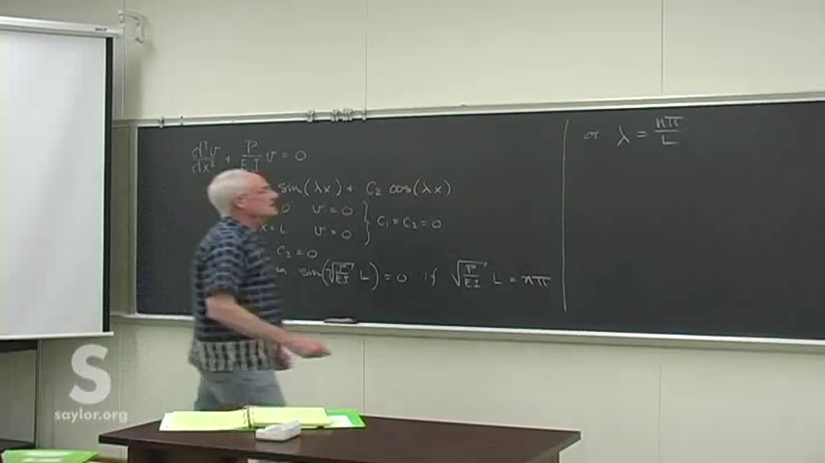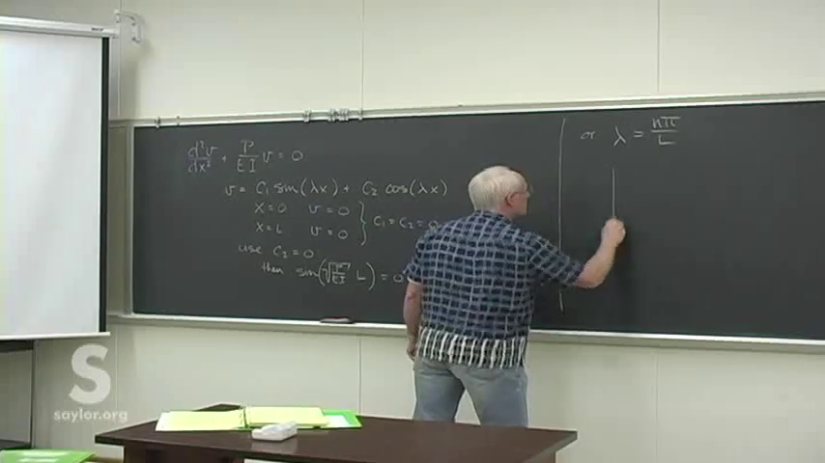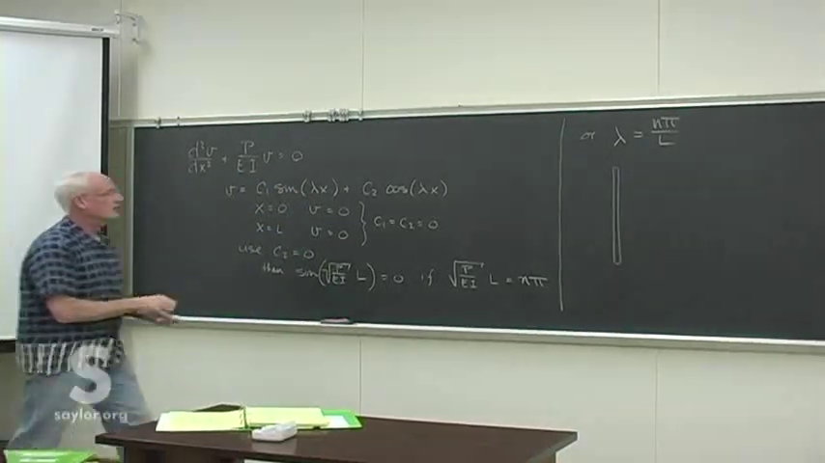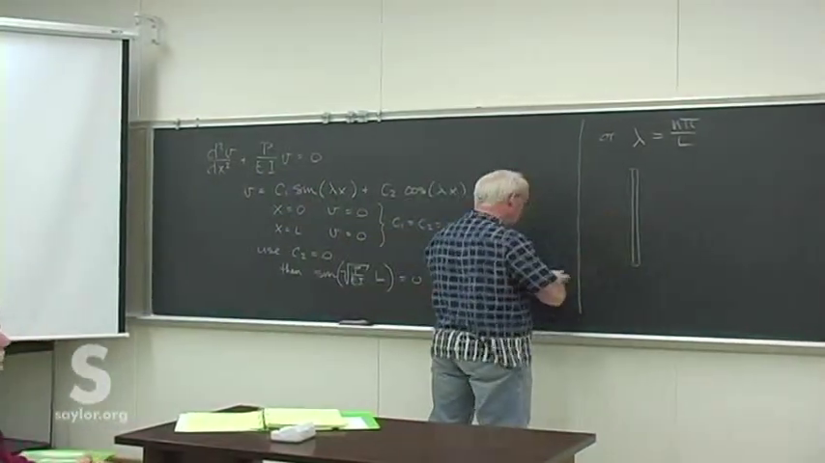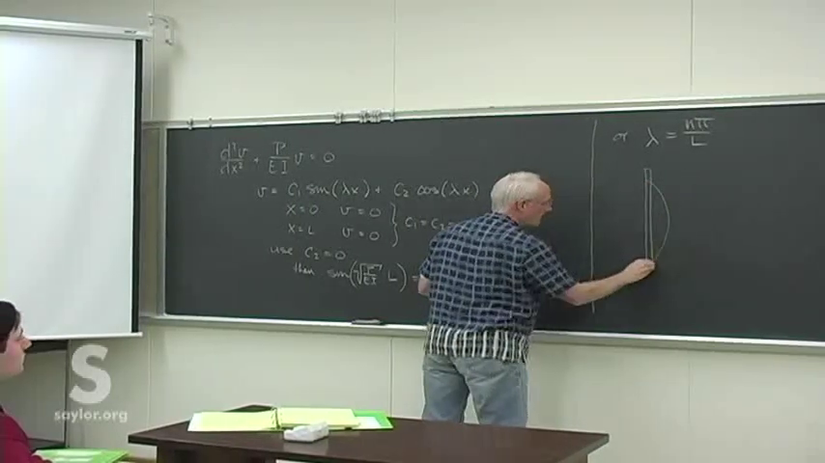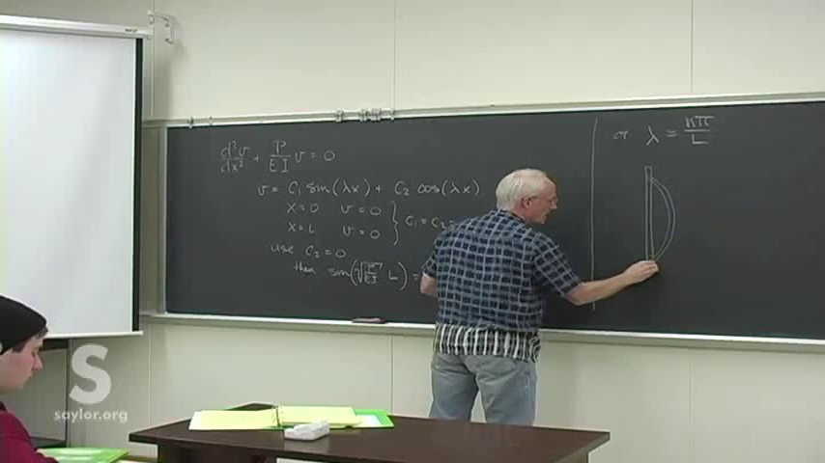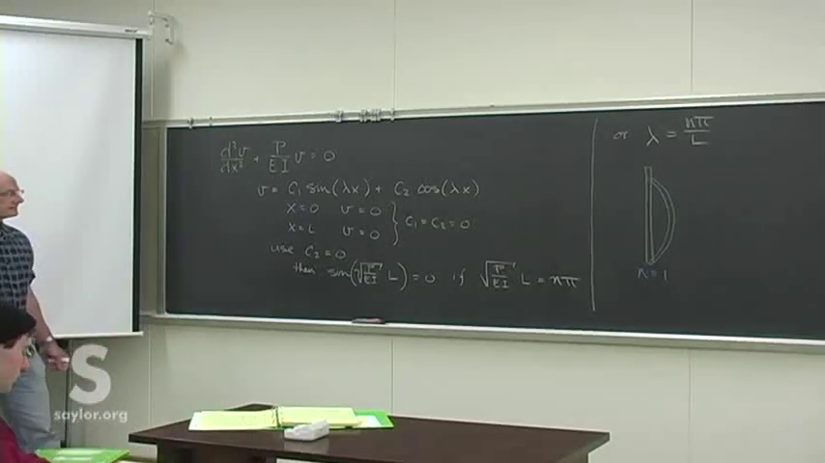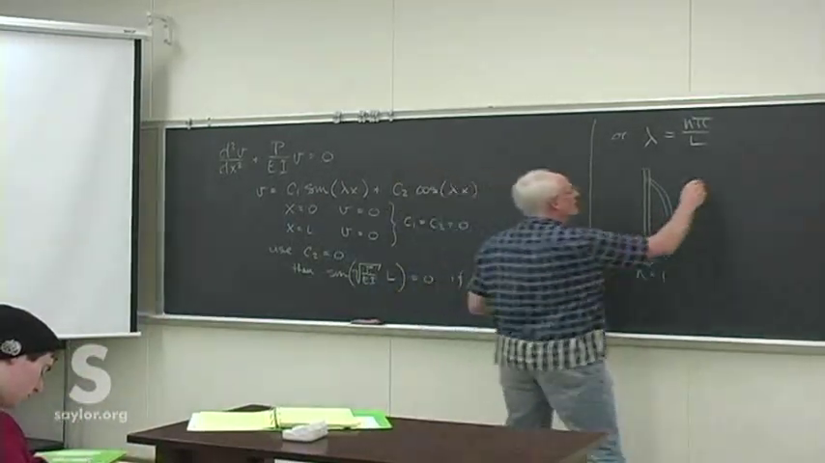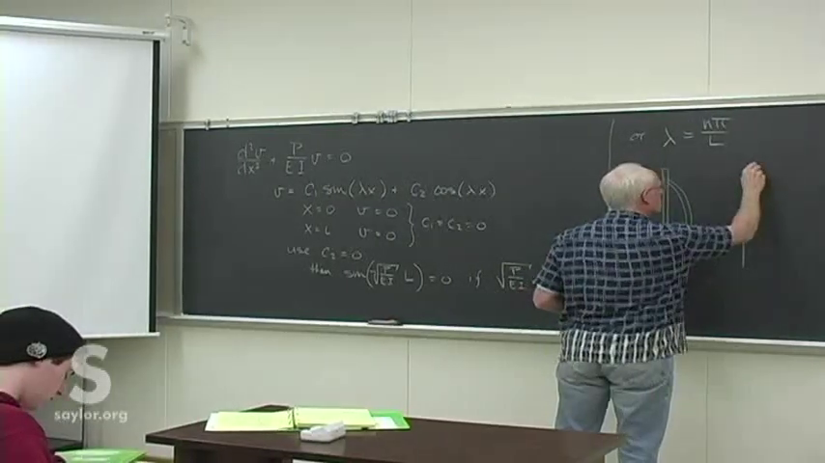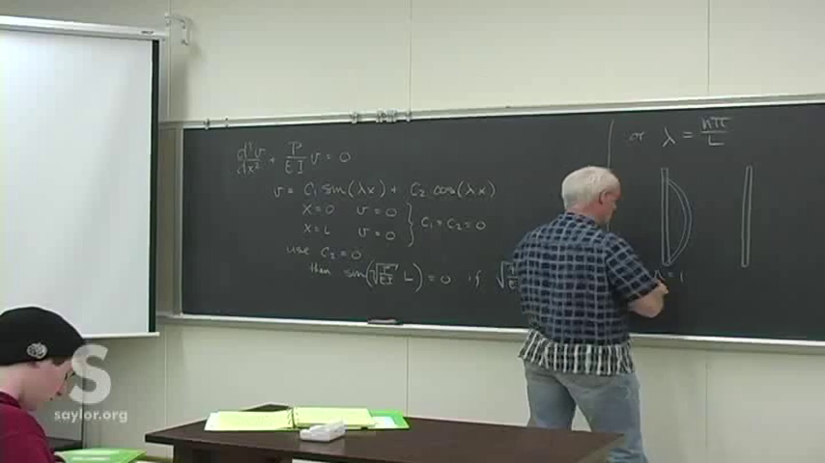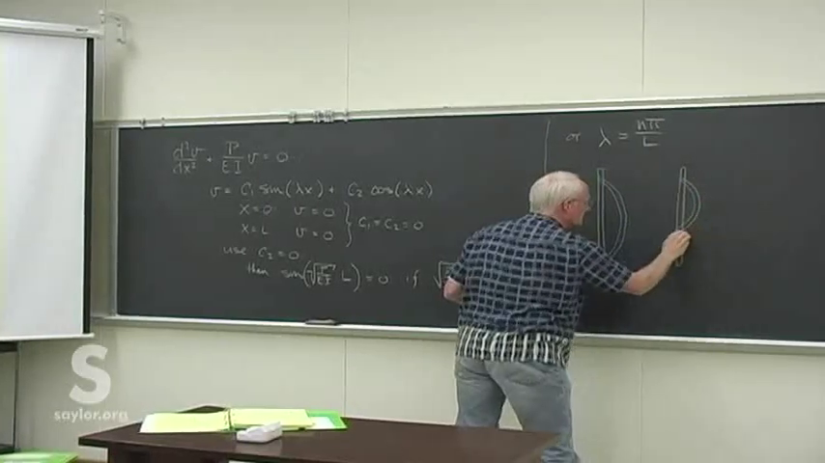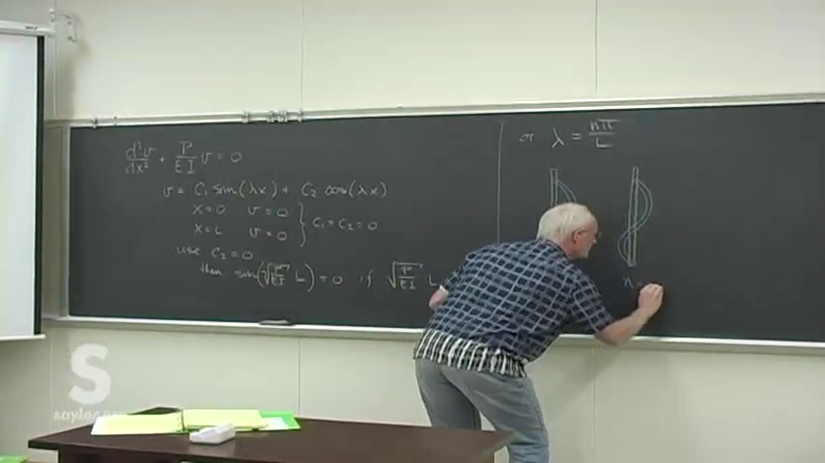Now that n is significant in that it gives us possible modes of failure. Our beam could fail simply like that. That's n equals 1. It could also fail like this, which would be n equals 2, and so on.